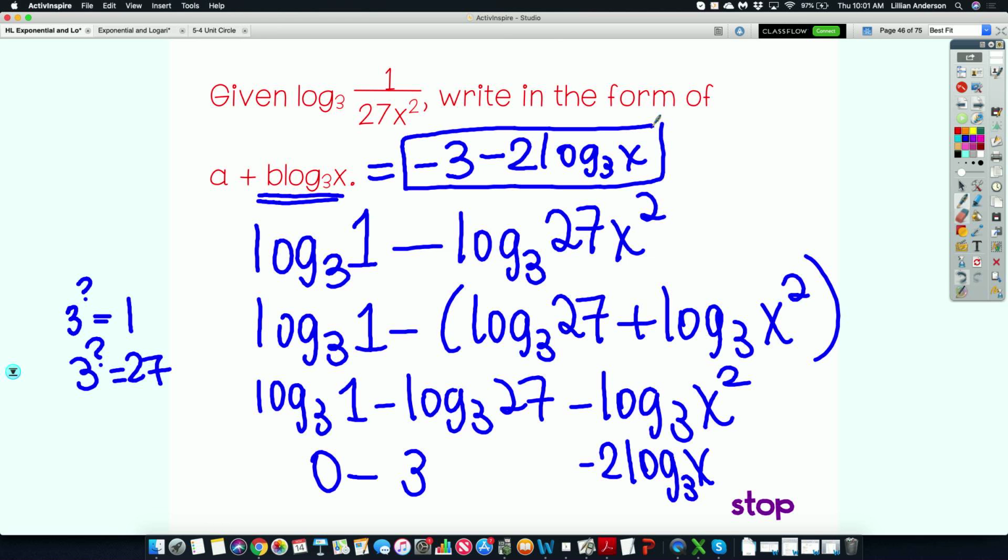Questions? That is how you use your properties and your laws of logarithms to expand, to rewrite, to evaluate, and you'll see next time we meet how to also use those laws and properties to solve exponential equations.